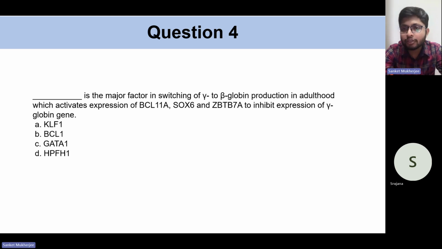So let's talk about the next question. Which is the major factor in switching of gamma to beta globin production in adulthood, which activates expression of BCL11A, SOX6, and ZBTB7A to inhibit expression of gamma globin gene? Is it KLF1, BCL1, GATA1, or HPFH1? I'll be giving you a minute to think about it, then we'll discuss the answer.